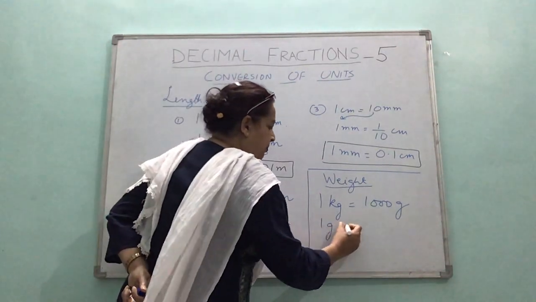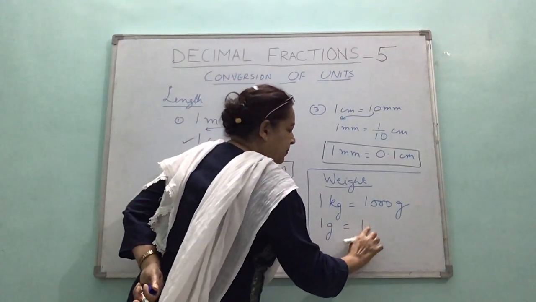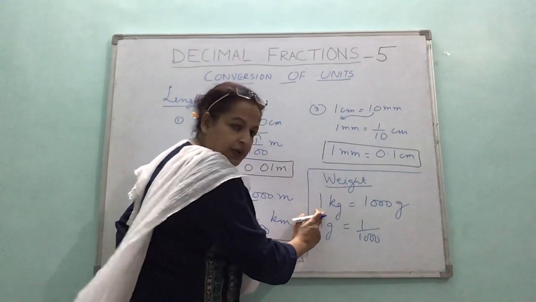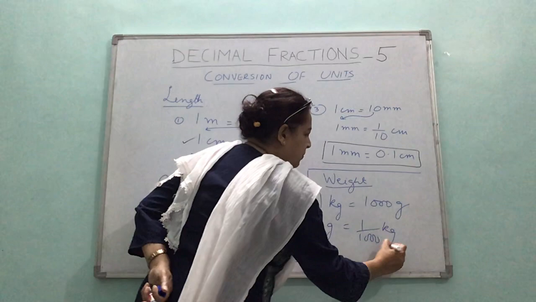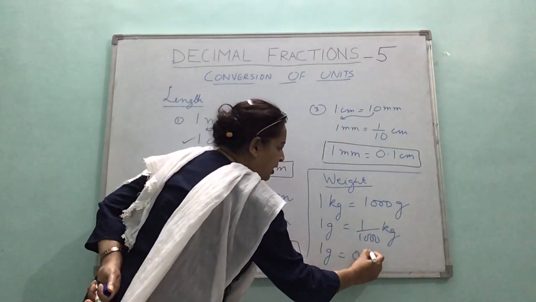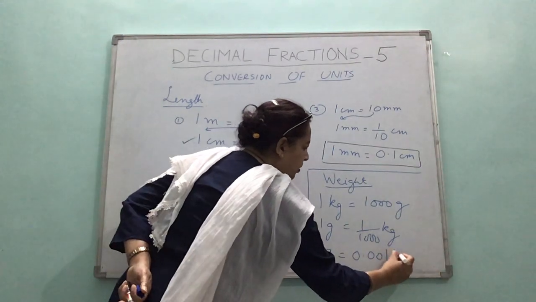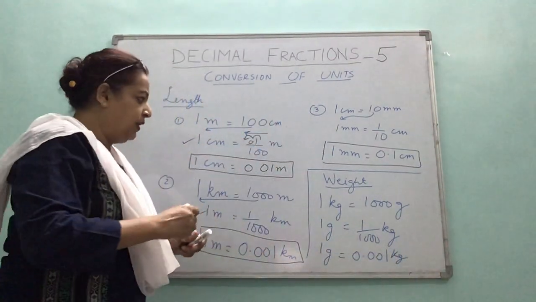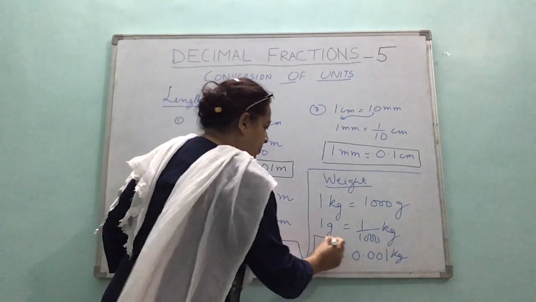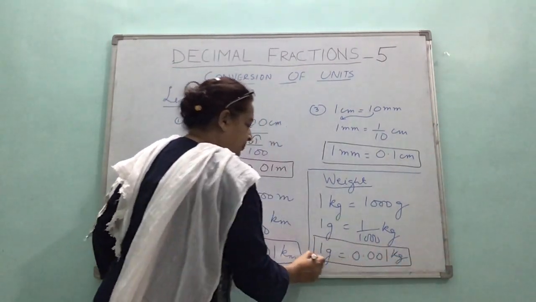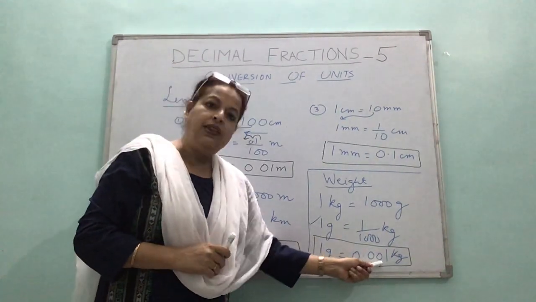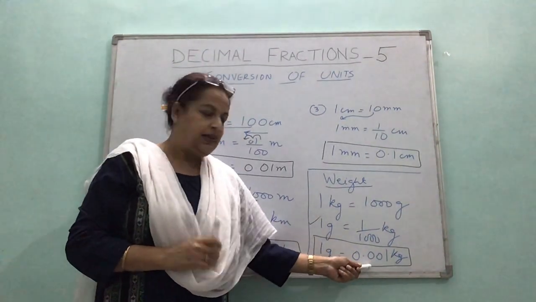So 1 gram would be 1 upon 1000. We divide by 1000 because this is brought here. It divides. Kilogram. So what is it in decimal? 1 gram would be 0.001 kilogram. So you can easily convert the grams to kilogram by dividing by 1000, and in decimal it would come with 3 decimal places. Right?